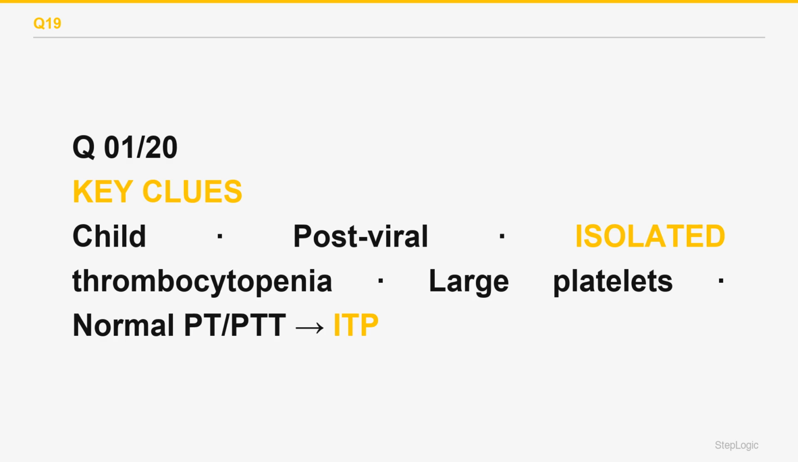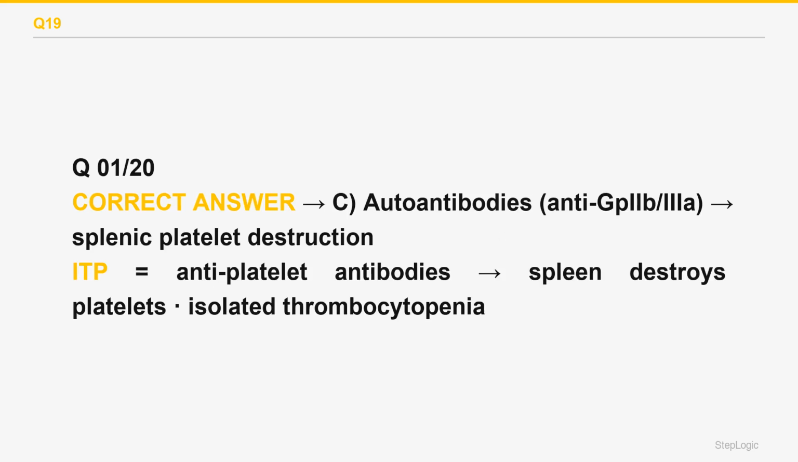These antibody-coated platelets are recognized and destroyed by macrophages in the spleen. The result is an isolated thrombocytopenia. Only the platelet count is low, with normal hemoglobin, white count, and normal coagulation times, PT and PTT, because this is a pure platelet problem, not a clotting cascade or marrow problem. The marrow compensates by releasing young, large platelets. The correct answer is C.